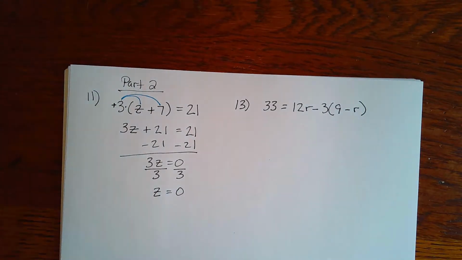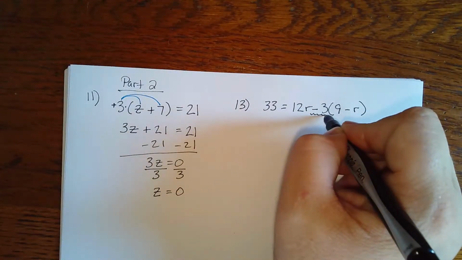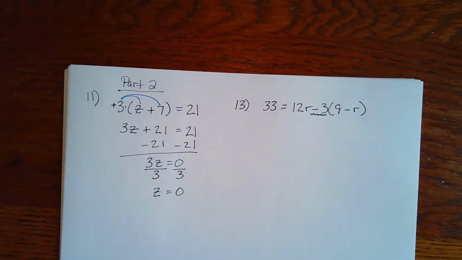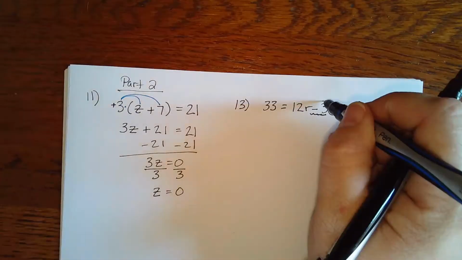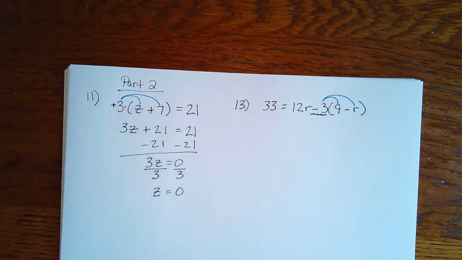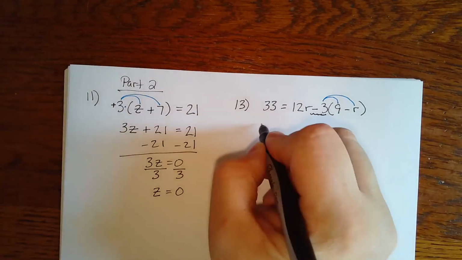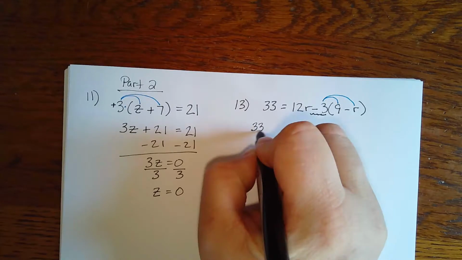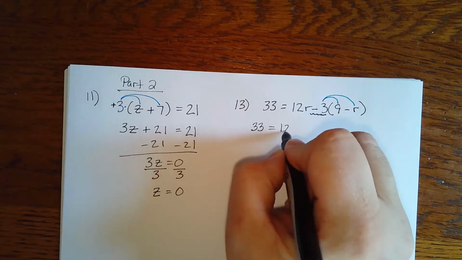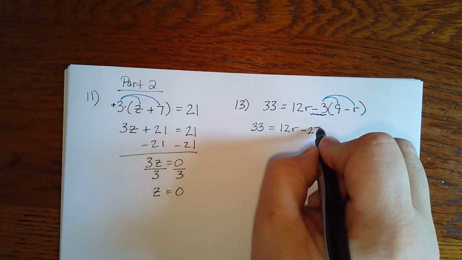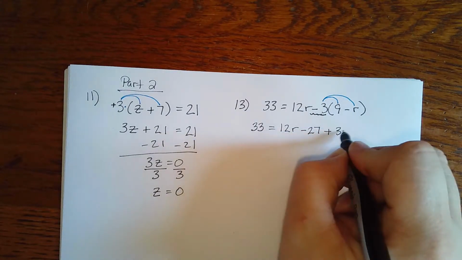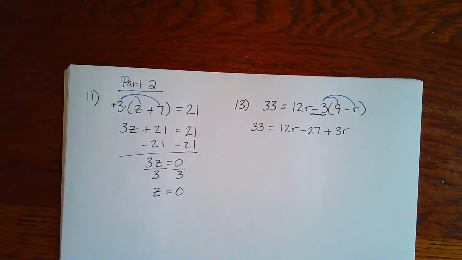But in this case, do you see how we have a subtraction sign right there? That subtraction sign means that 3 is technically negative. So when we distribute in, we're actually multiplying each one of them by a -3. So please be careful when you rewrite this that you don't miss that negative sign. I'm a big believer in rewriting this situation. So I have 33 equals 12r minus 27 plus 3r. Okay, take a moment. Do you see where I got all my numbers?